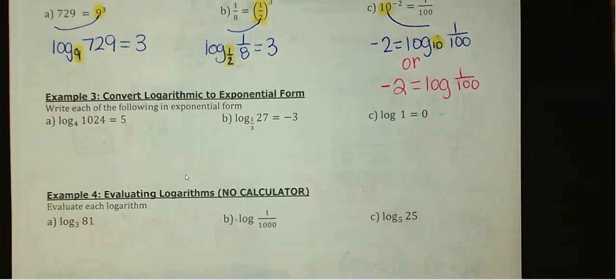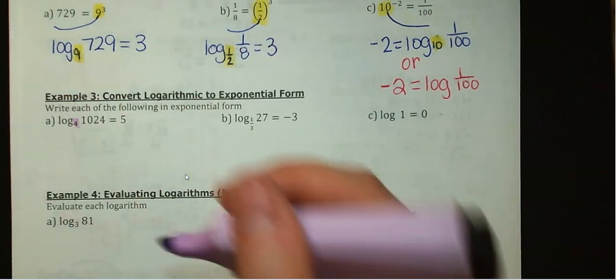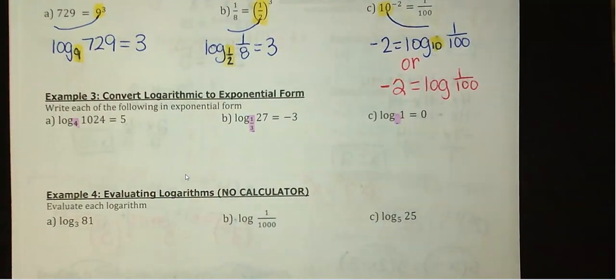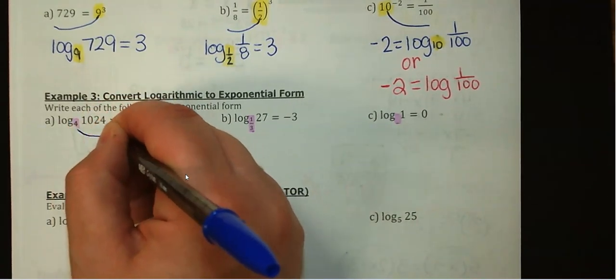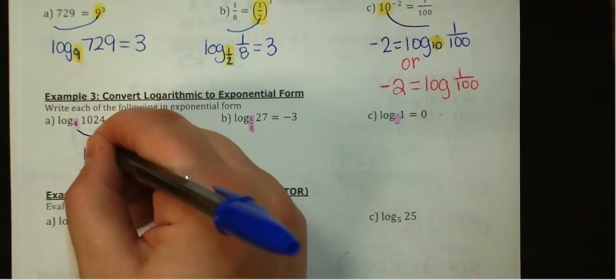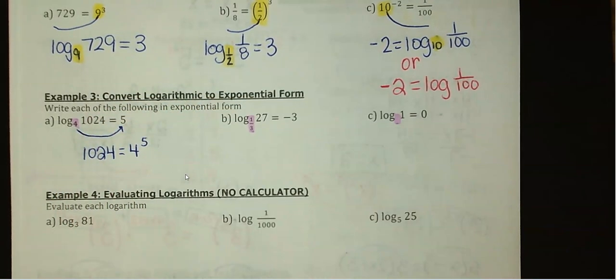Okay, so in this case, you're going to get rid of the log. The base of your log is going to become the base of your exponent. So I'm going to get rid of the word log. The little subscript is going to swing across this equal sign, and it's going to push that 5 up in the air into being an exponent. And so this would be 1024 is 4 to the 5th. You guys want to check that on your calculator?